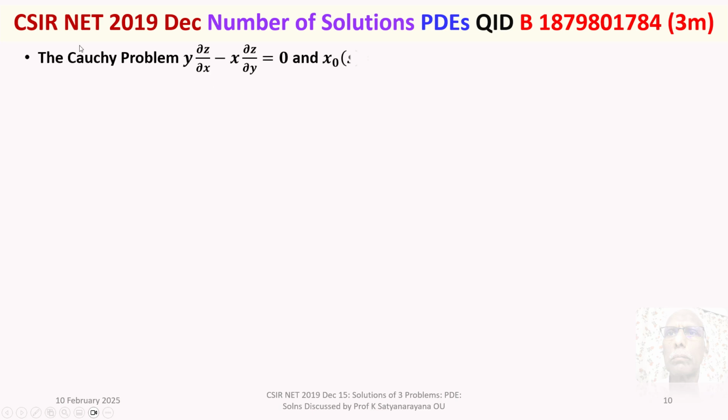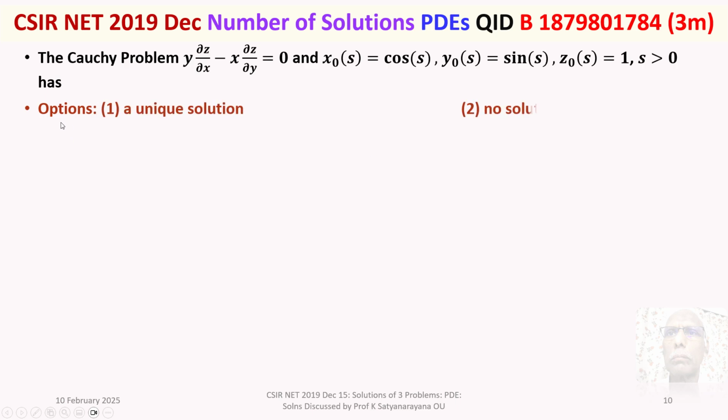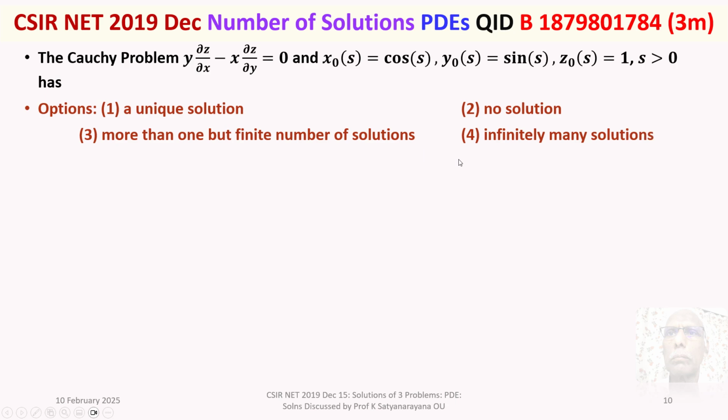The given question is the Cauchy problem y ∂z/∂x − x ∂z/∂y = 0, with the initial data x₀(s) = cos s, y₀(s) = sin s, z₀(s) = 1, with s greater than 0. Four options are given. Option 1, a unique solution. Option 2, no solution. Option 3, one but finite number of solutions. Option 4, infinitely many solutions.